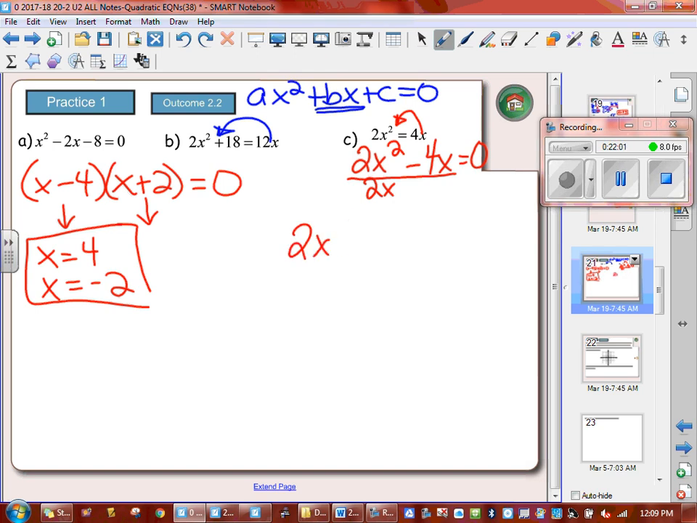So this means we have x equals 0 in front. Here we have x equals positive 2. Check your work, make sure you have the correct solutions.